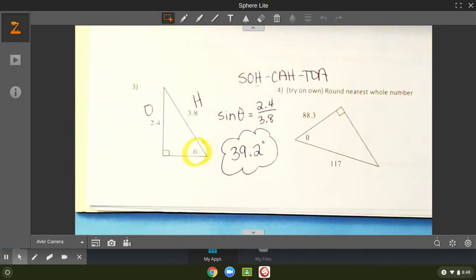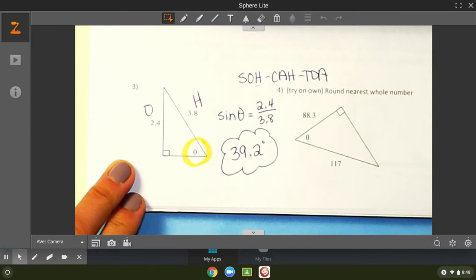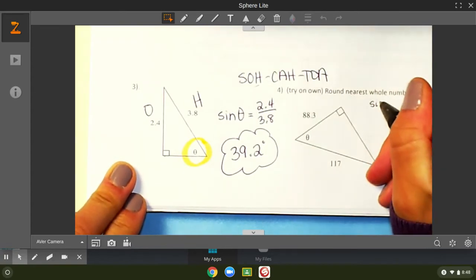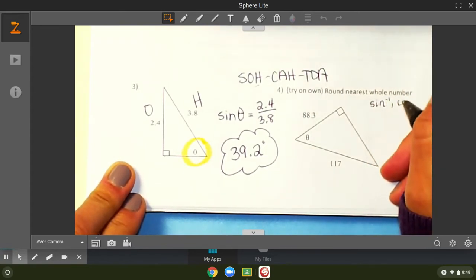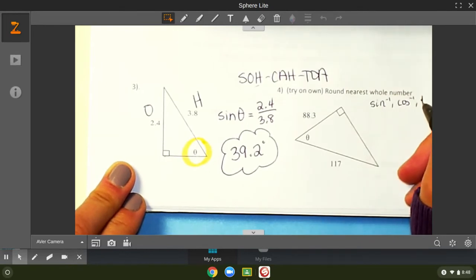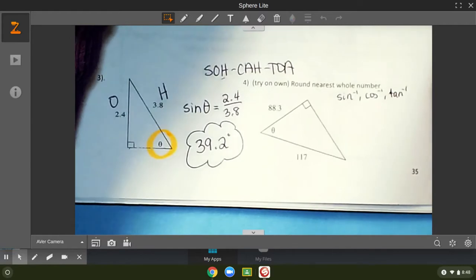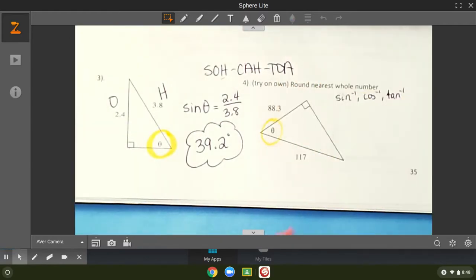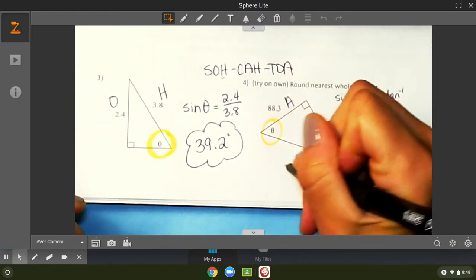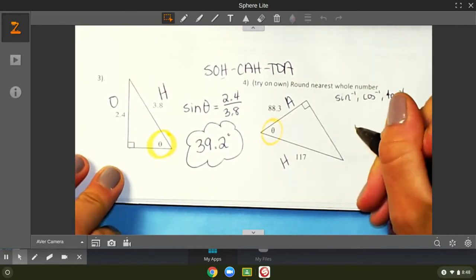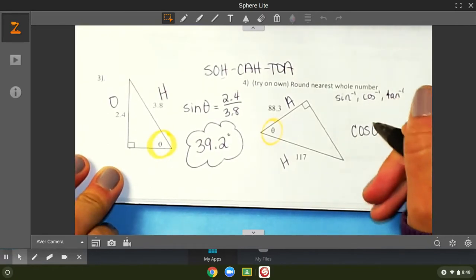Actually, what I want you to do is just label your sides, and in the computer, it's going to ask you, are you going to use inverse sine, inverse cosine, or inverse tan? I'd like you to take a moment and choose which one you would use. All right, so we've got adjacent and hypotenuse, which means we're going to use cosine.